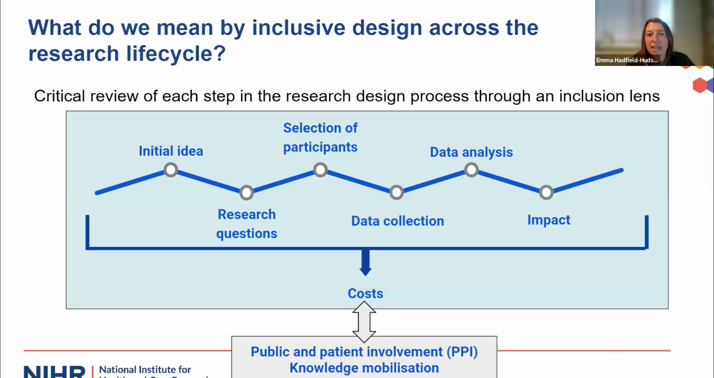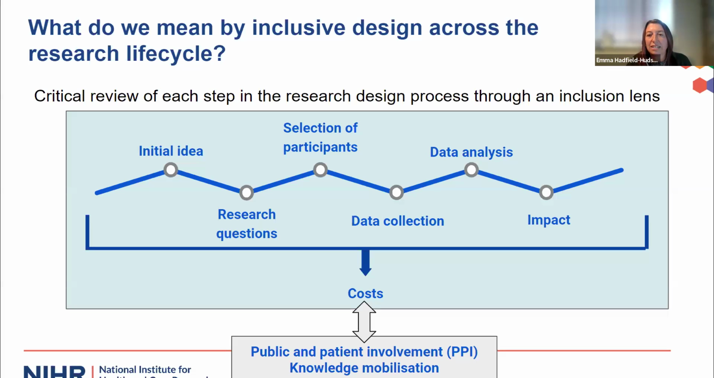So what do we mean by inclusive design across the research lifecycle? Each step in the research lifecycle offers an opportunity for you to think inclusively about the research you're doing. So this includes the initial idea, research questions, selection of participants, data collection, data analysis, and impact. So basically, by critically reviewing and applying an inclusion lens to each step in the research design, informed by targeted public and patient involvement and knowledge mobilisation, you can identify complexities and specific needs about the lived experiences of different groups and can plan how these needs might be better met by the research.